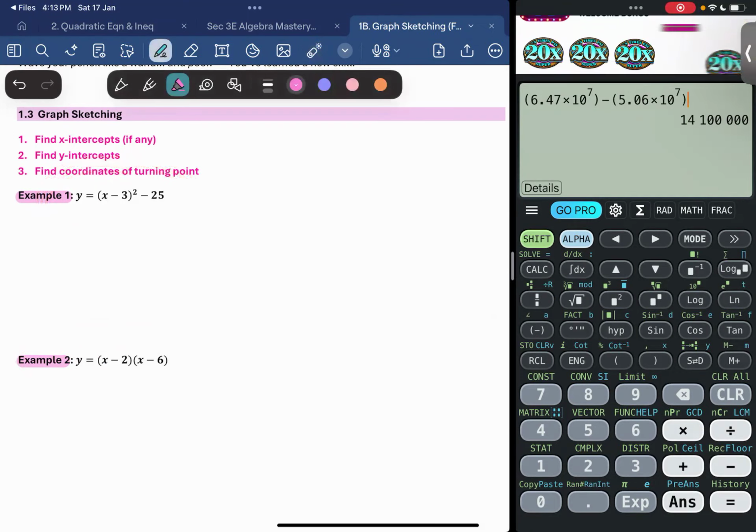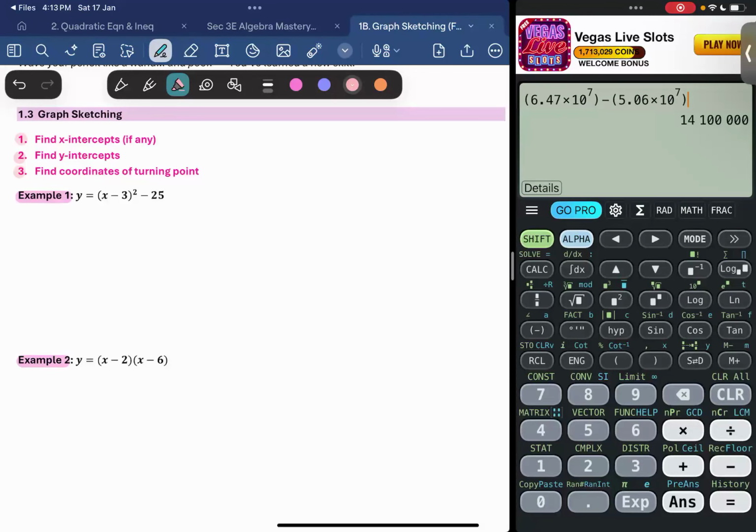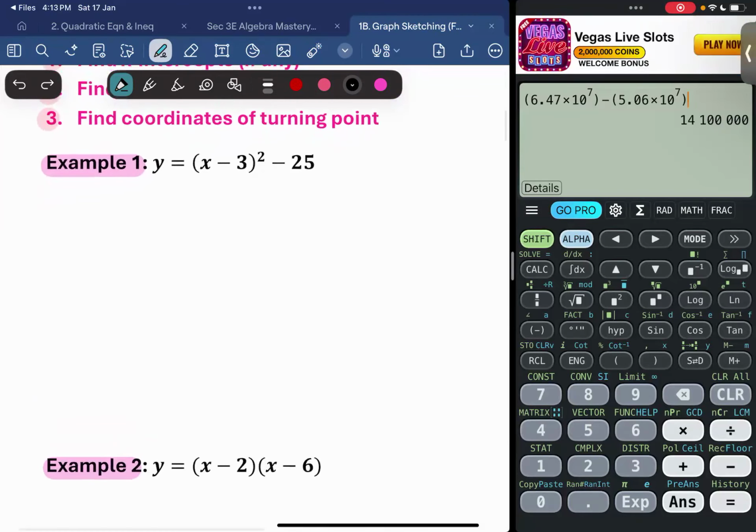When you want to sketch a graph, always remember you have three things you need to do. Number one, find the x-intercepts. There's a possibility that there's no x-intercept, but always try to find them first. Next, you find the y-intercept. Then you find the coordinates of the turning point. The coordinates of the turning point can refer to your maximum or your minimum point. So we're going to start with example 1 first.